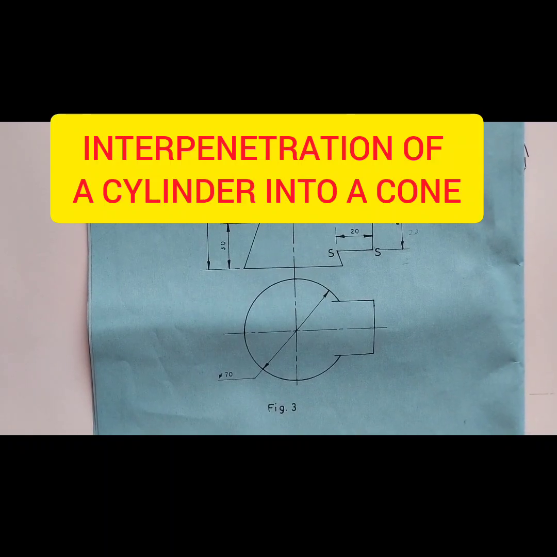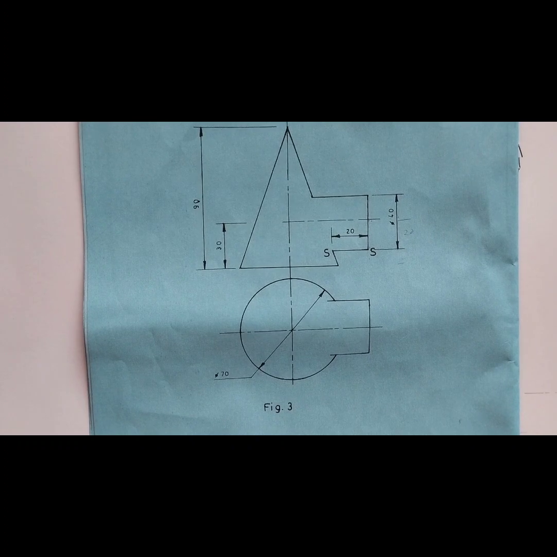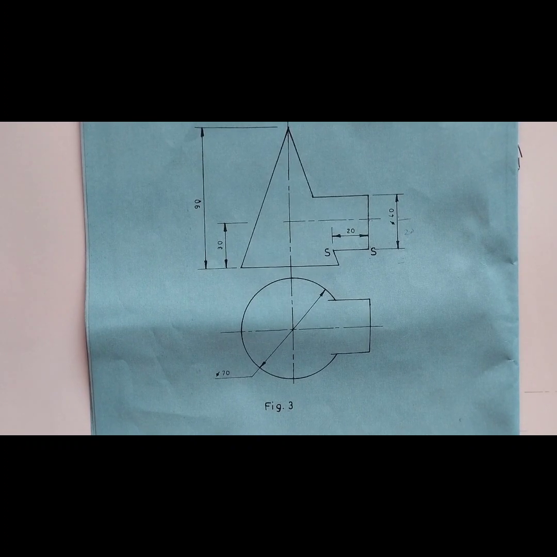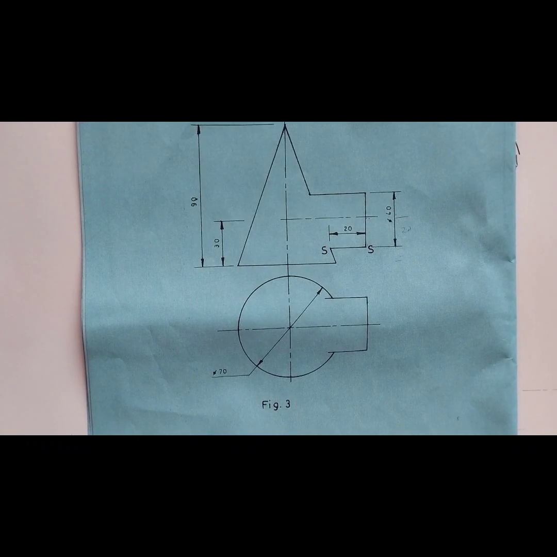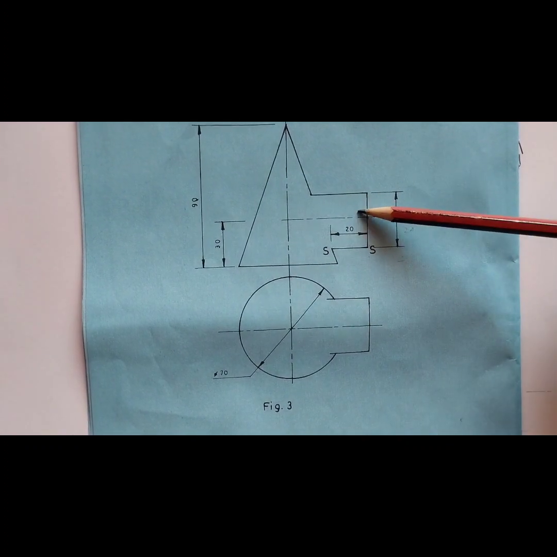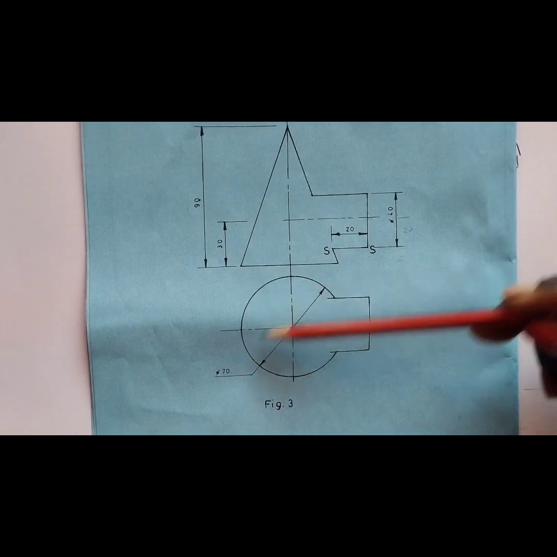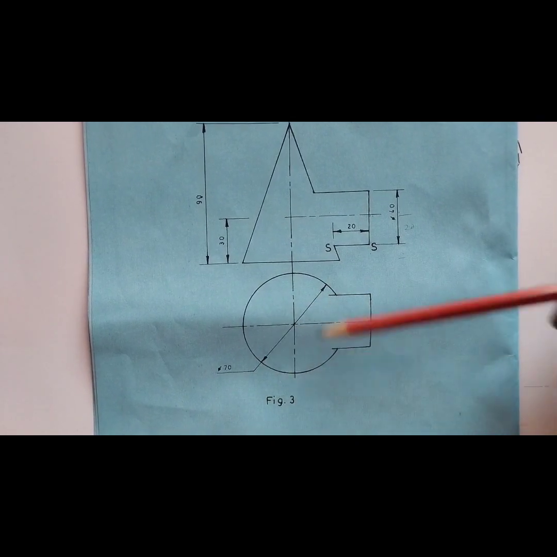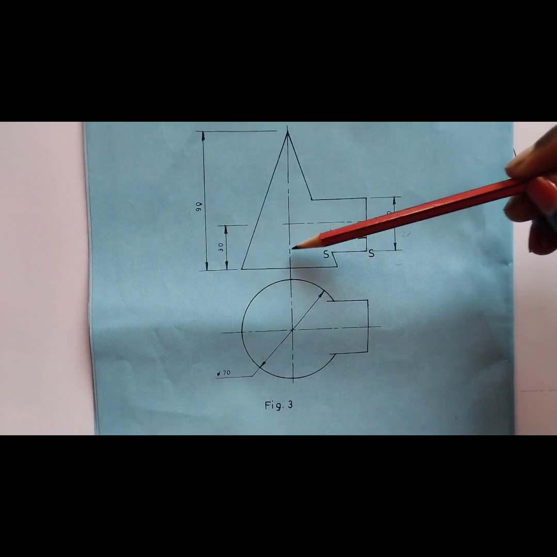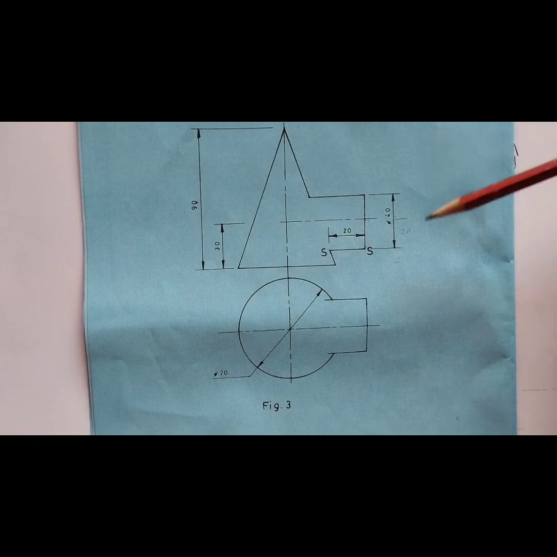Hello and welcome. Today we're going to look at how to construct a cone interpenetrated by a cylinder. So we have this diagram, this is our cone, and we have the smallest cylinder here of diameter 40. The diameter of our cone is 70, and the height of the cone is 90.